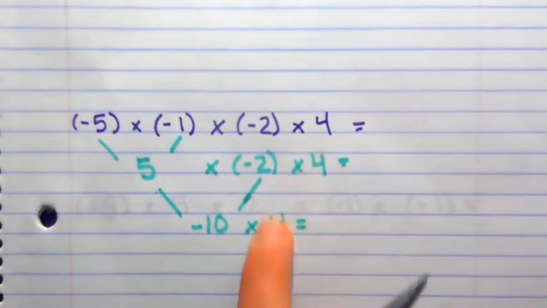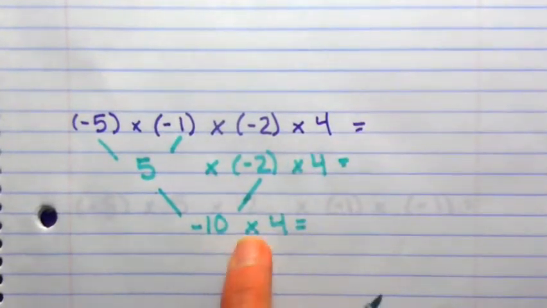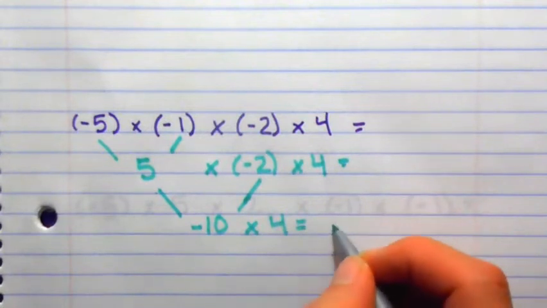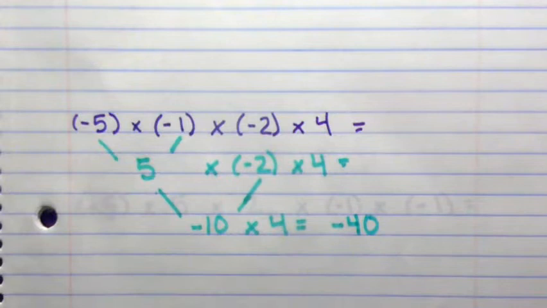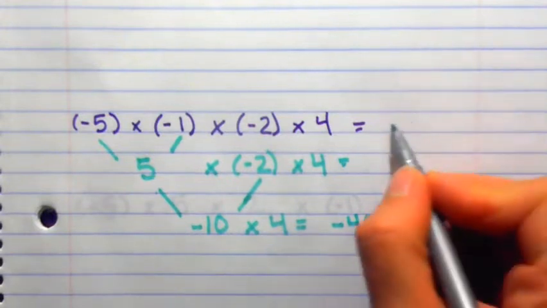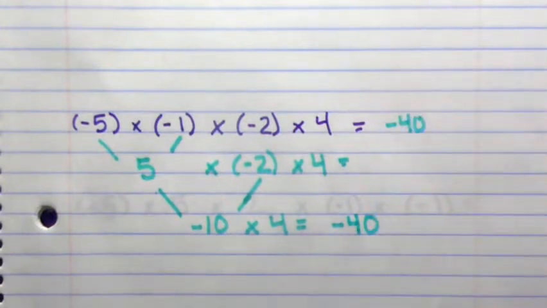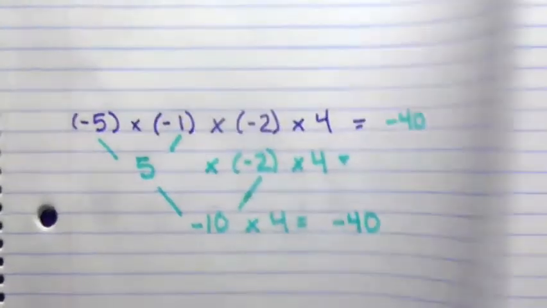Okay, I dropped down my times 4. -10 times 4. Negative times a positive is negative. The signs are different, so it's negative. -40. I'm going to do a couple more, and then I'm going to show you a really cool number trick.